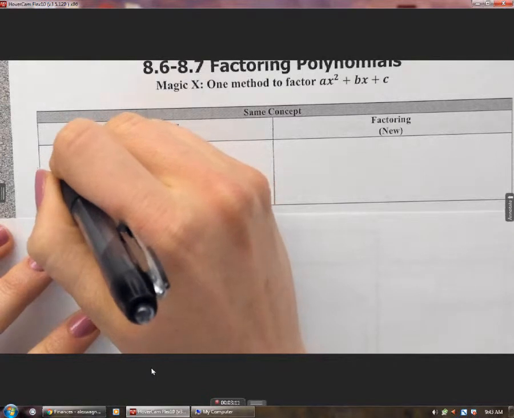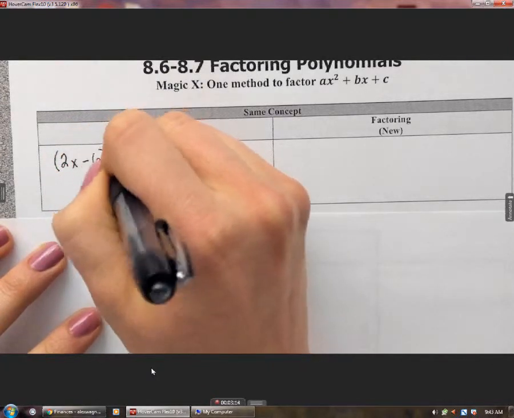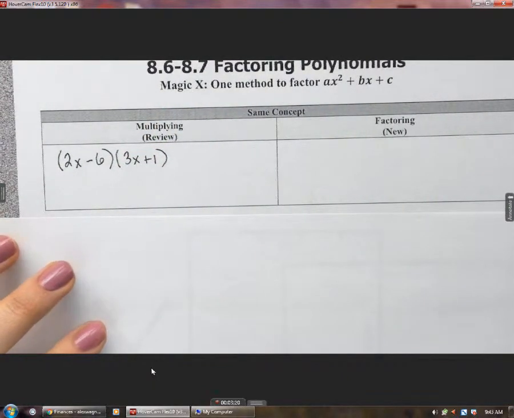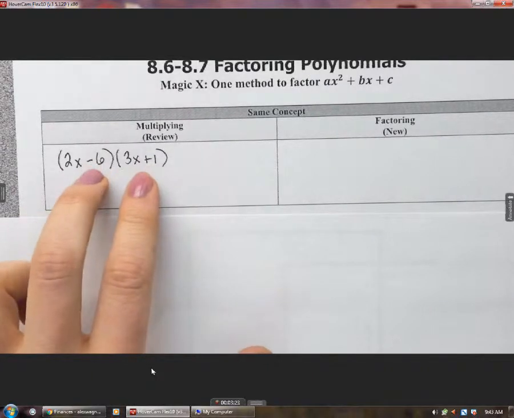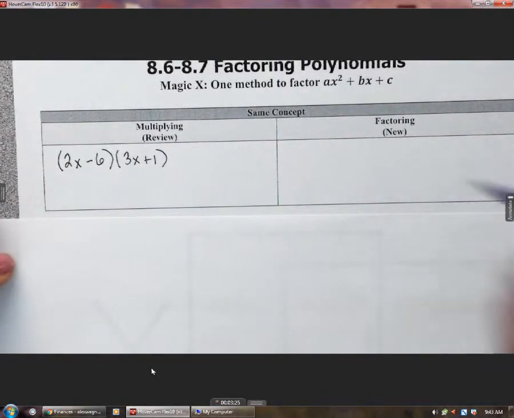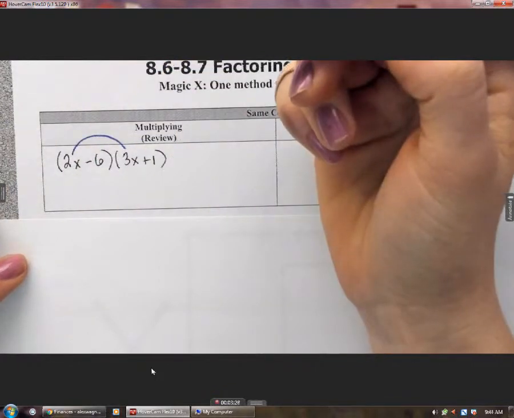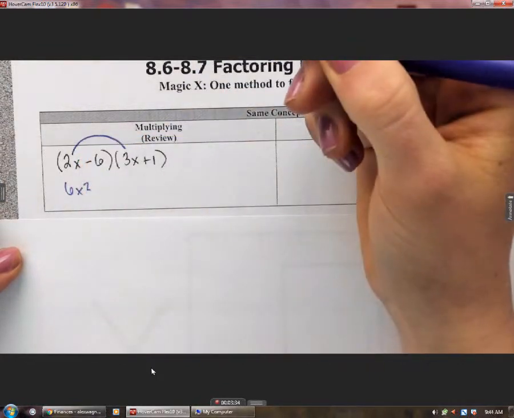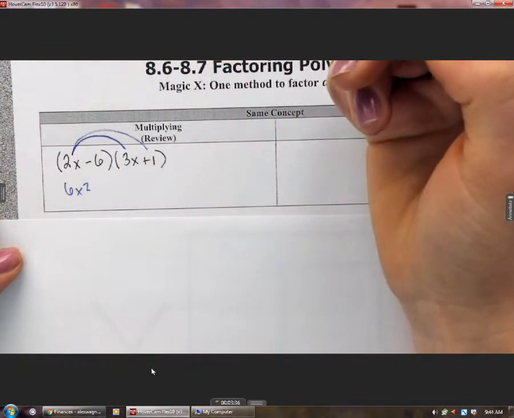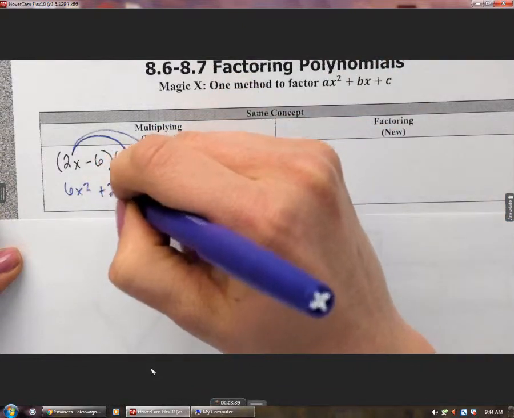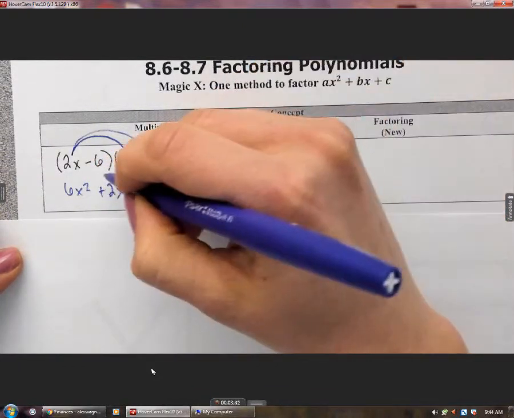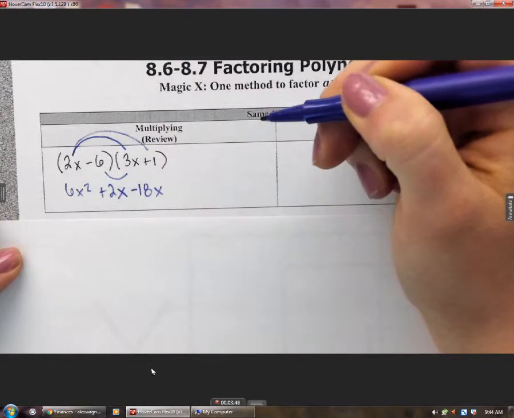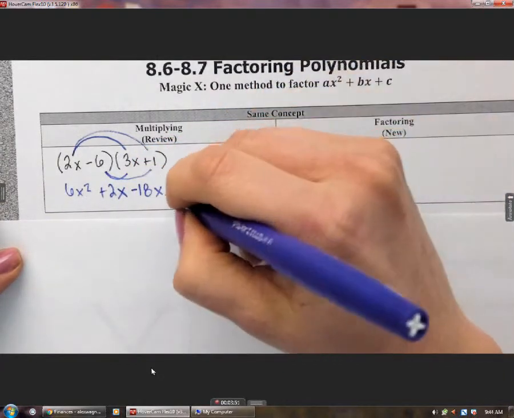We have done examples before where you might have 2x minus 6 times 3x plus 1. This is 2 things being multiplied together. How would you solve that? Multiply them. So 2x times 3x is 6x squared. 2x times 1 is 2x. Negative 6 times 3 is negative 18x. And negative 6 times 1 is negative 6.